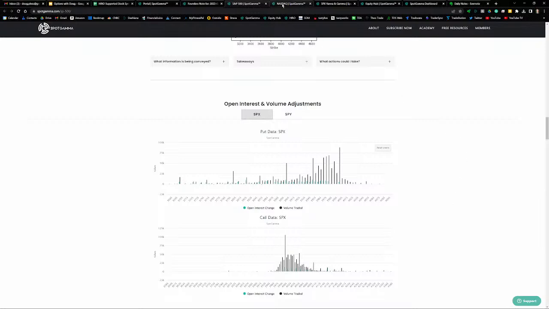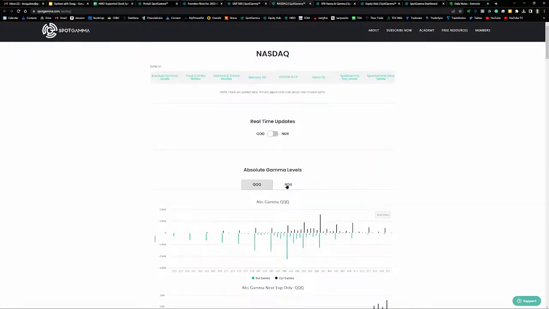Okay, let's take a look at the NASDAQ now. For NASDAQ, we'll just look at QQQ. NDX is not significant. So for QQQ, 290 is the key gamma strike as well as the put wall. And then 310 is the call wall. And note here that most of the gamma, and especially put gamma, is located below the 300 level.